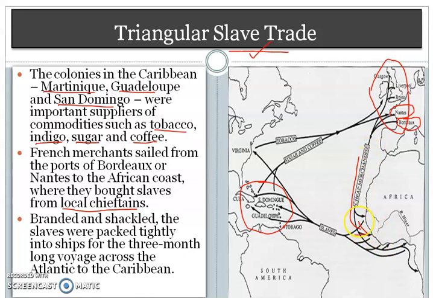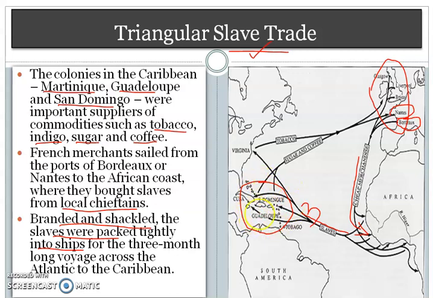Then these black negroes were branded and shackled and they were packed tightly into ships. Means they were tied in chains and the maximum number of slaves which they could fit in any ship, they used to fit them. And then there was a 3-month long voyage. So means it took from here to here, it took 3 months. And then they used to reach here.